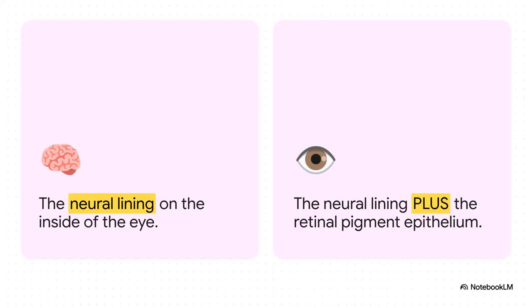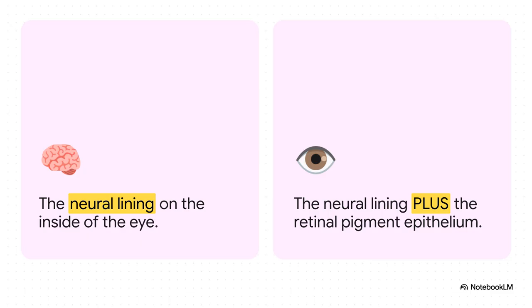Okay, here's the answer. And honestly, this is a classic board trap. The neurosensory retina is strictly the neural lining on the inside of the eye. But the retina? That's the neural lining plus the retinal pigment epithelium, or RPE. Do not confuse these two on your written boards. Including or excluding the RPE literally changes the entire anatomical definition.